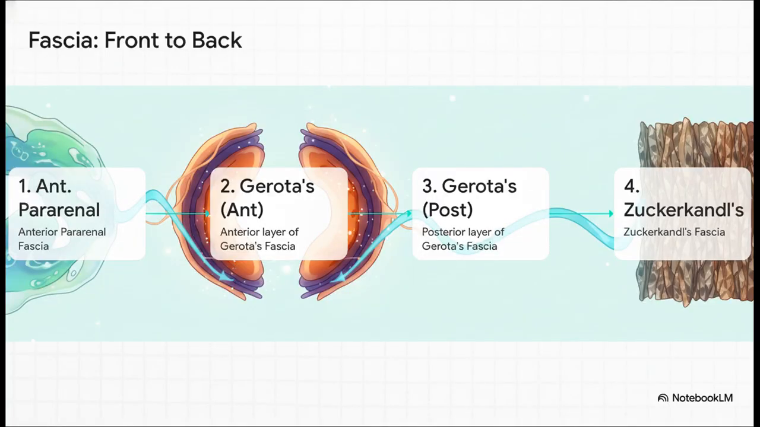If we take a slice and look from front to back, the first thing you hit is the anterior pararenal fascia. Next up, you've got the famous Gerota's fascia, which actually has 2 layers, an anterior and a posterior one, that kind of wrap around that perirenal space we just talked about. And finally, way in the back, you've got Zuckerkandl's fascia. Knowing this order is so key because it helps you understand how things like fluid or an infection might spread, or more importantly, how they get contained.